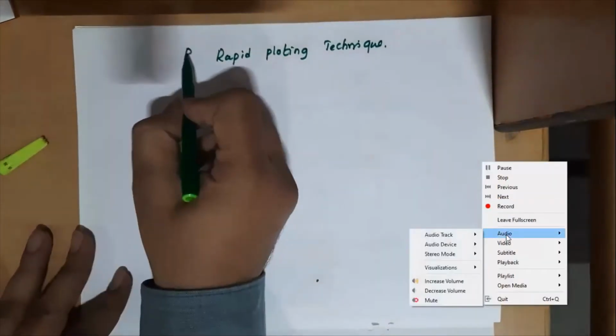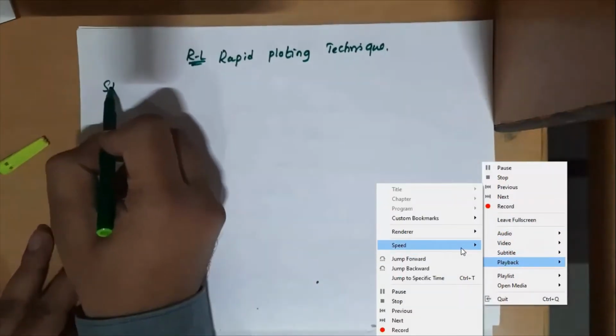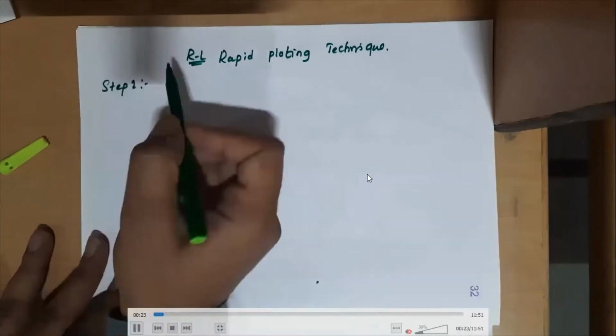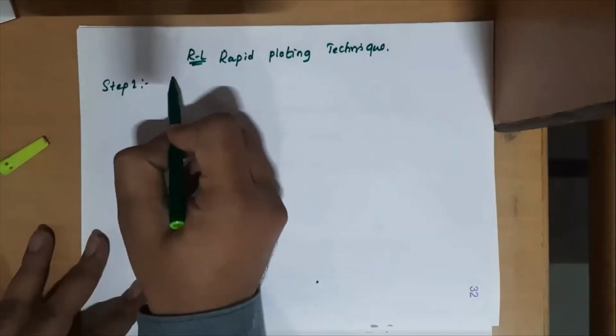So let us look at what are the steps involved in rapid plotting technique. There are only 5 major steps to plot the root locus. So this topic is not difficult at all if you have understood what is root locus and why it is necessary, and a little bit of understanding of guessing the shape. If you are thorough with this, you will always end up with the right answer.